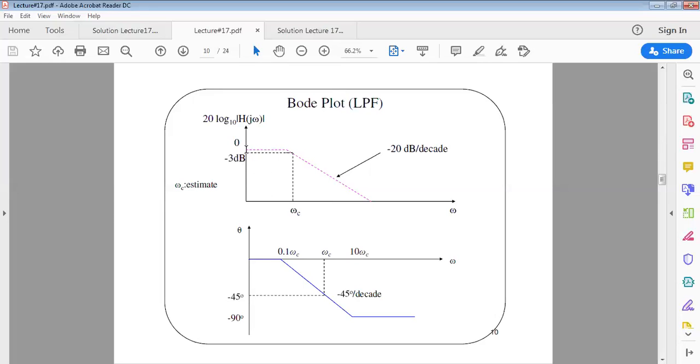Here we have a pass band, where we have a constant amplitude. That is your pass band, and this slope represents the stop band. So this is your pass band and this is the stop band. This is a common Bode diagram for a low pass filter.